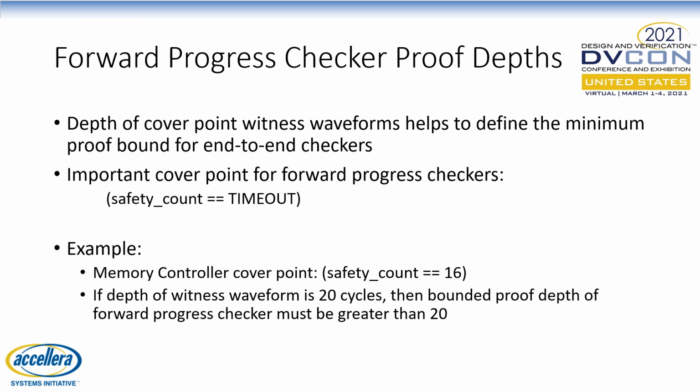We require that formal analysis of the forward progress checker reach at least this boundary and explore scenarios beyond this point to find possible failures. In the example of memory controller where the timeout value is 16, if it takes 20 cycles to reach that value, then the bounded proof depth of the checker must be greater than 20 to have confidence in the result.